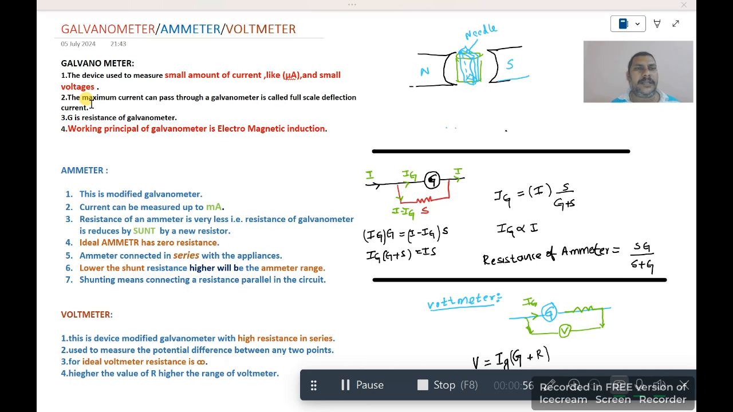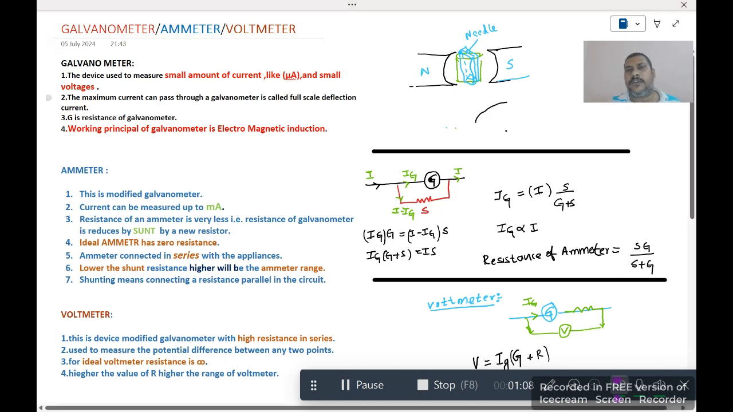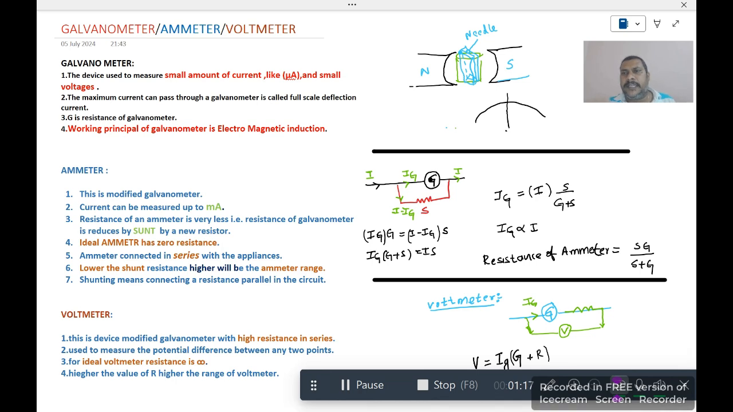The maximum current passing through the galvanometer is called the full scale reading. The full scale has divisions. For example, the galvanometer reading is like this. The deflections of the galvanometer can be to the right hand side or left hand side, which depends on the direction of the current in the circuit. In electromagnetism we study that.